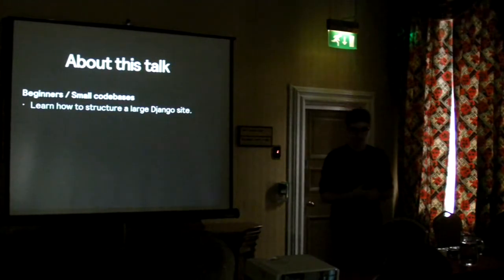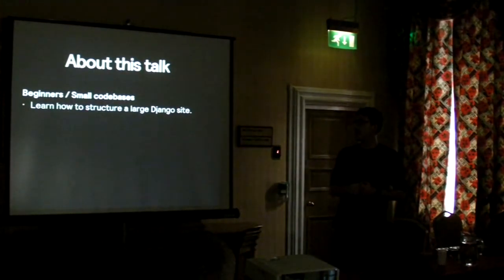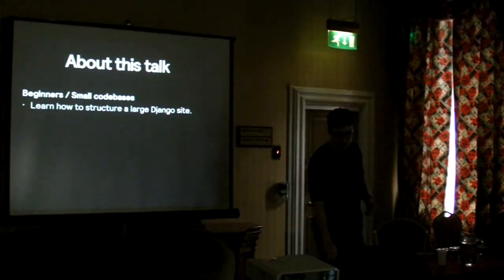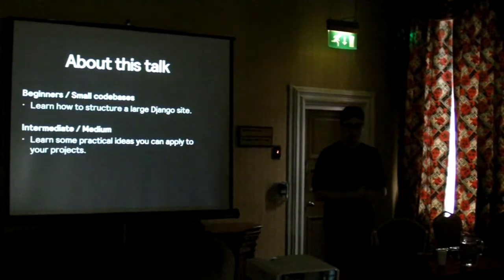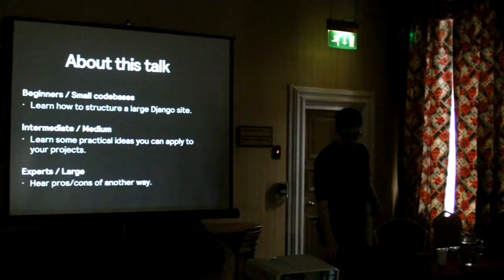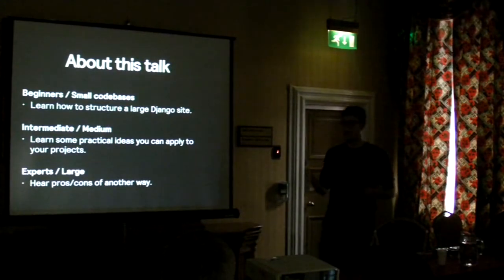So for beginners or people who are used to smaller Django code bases, I'm hoping you'll take away a rough structure of how to structure your Django apps, Django sites as you grow. For intermediate developers or people who are on medium-sized code bases, I'm hoping you'll learn some practical ideas that you can apply to your code bases. And for experts, you probably all know this already, so maybe you'll hear pros and cons of another way.